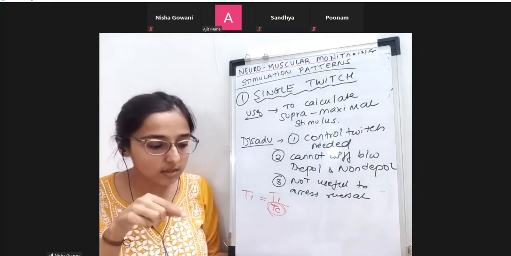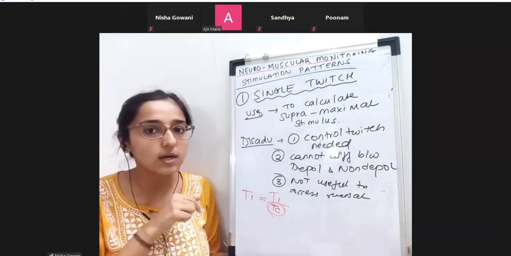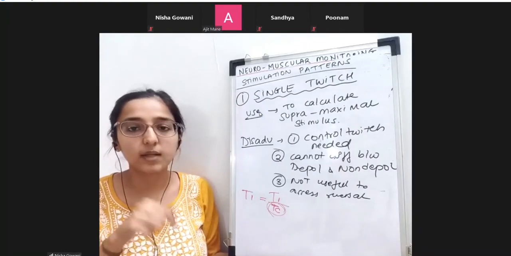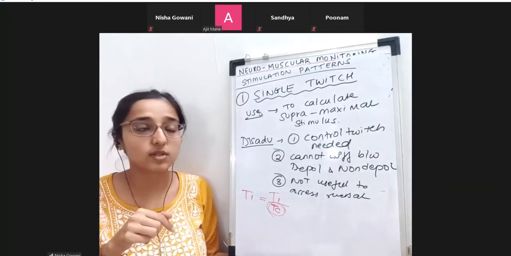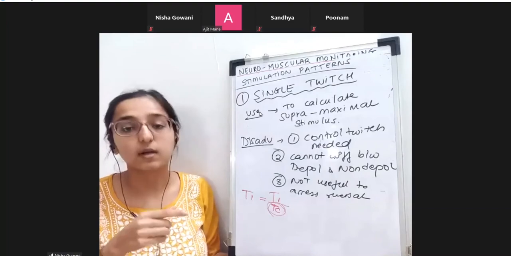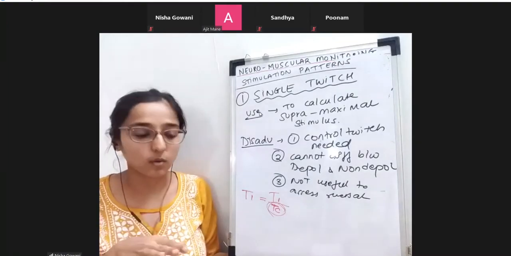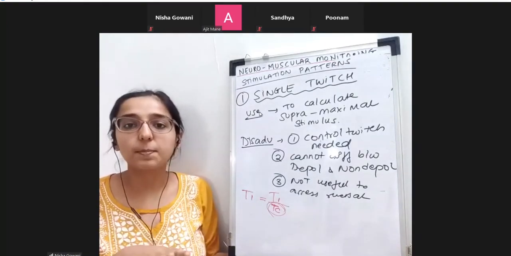Okay, this height is less, 50% lesser than the control. That means the patient is going deep. Then again you will press once more and you will have to see. Okay, the height has become 25%. So it is becoming lesser. That means the patient is going deep under anesthesia.